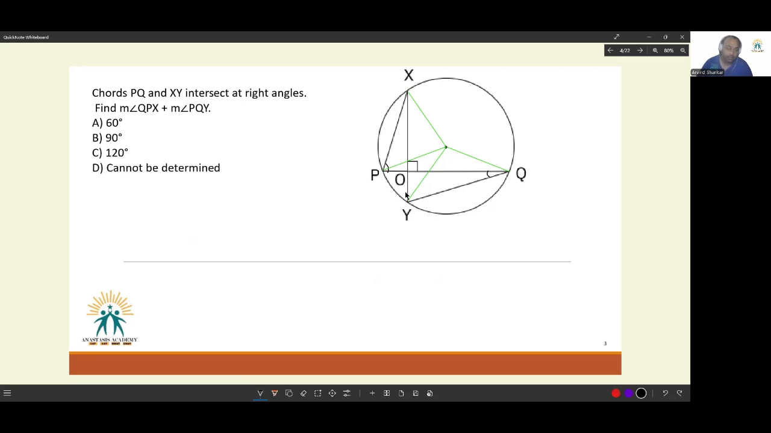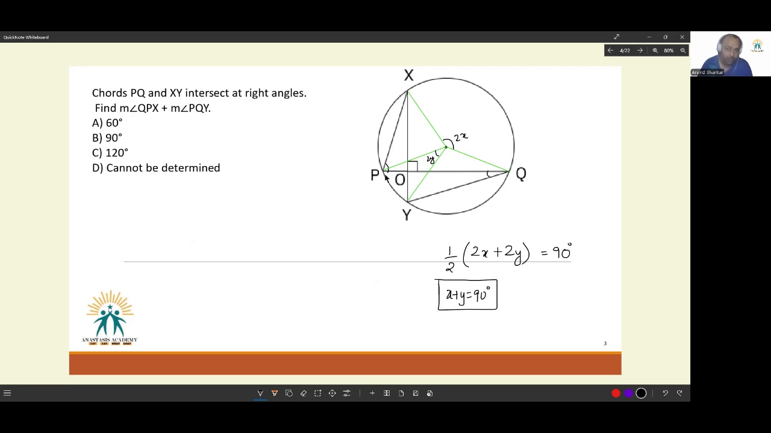this 90 degree is the angle between the chords. So, how is this generated? If this is 2x and this is 2y, we know half of 2x plus 2y is the angle between the chords. This is given to us equal to 90 degrees, or x plus y is equal to 90 degrees.